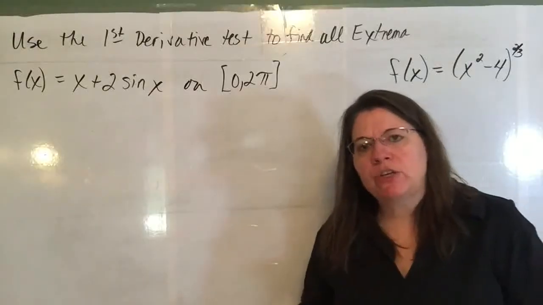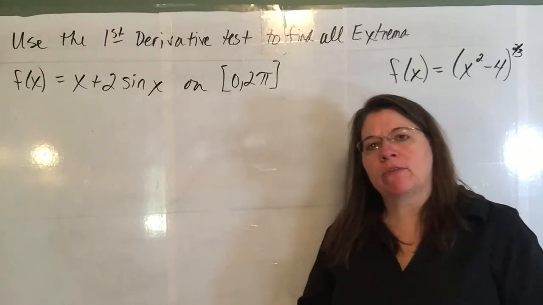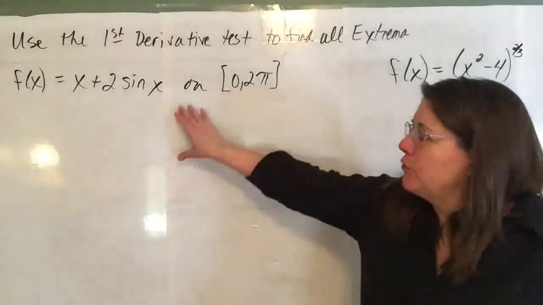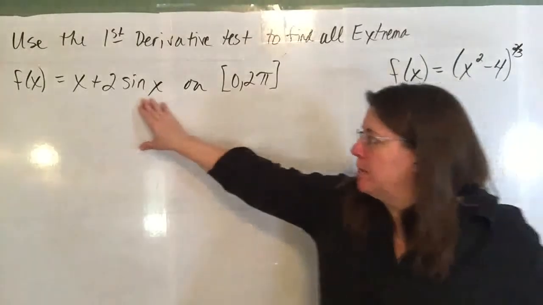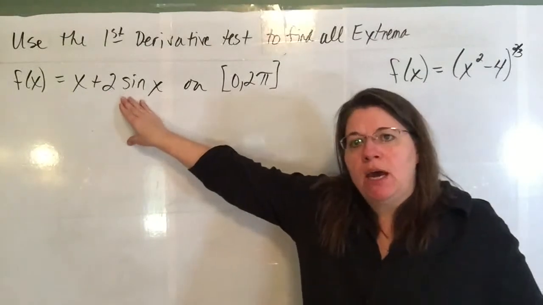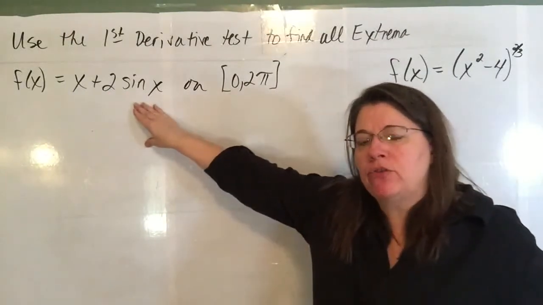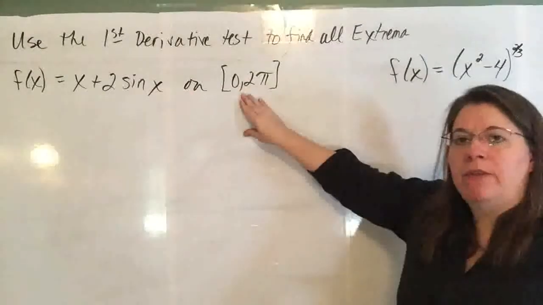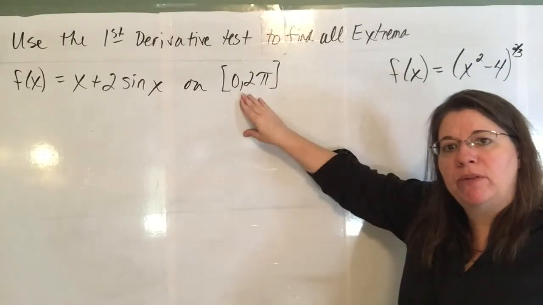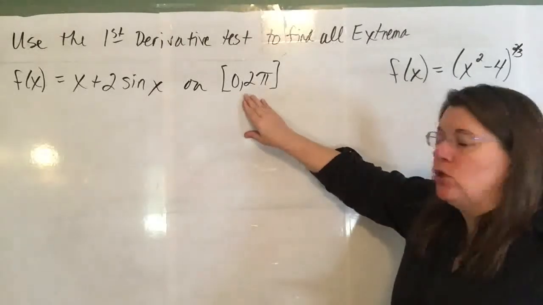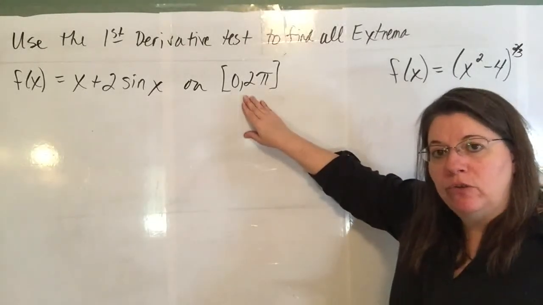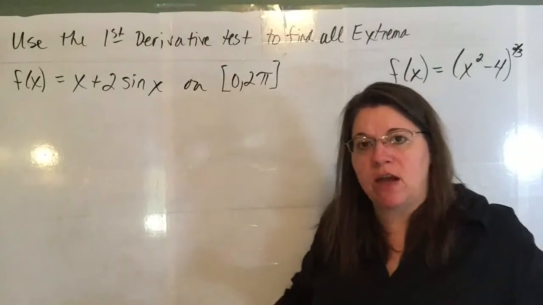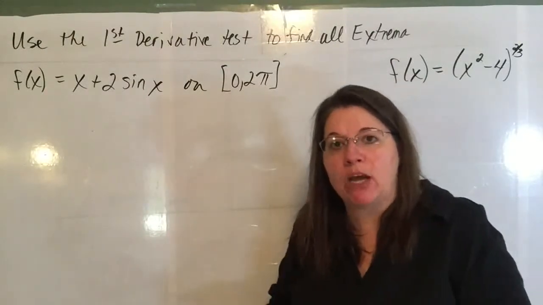Here the directions say to use the first derivative test to find all relative extrema. In the first one, it's giving you a trig function to deal with, so do that using trig function derivatives. Notice here the interval that they want you to use is the closed interval from 0 to 2 pi. So you're only going to use one revolution around the unit circle so that you have distinct values. You're not going to have an infinite number of values.